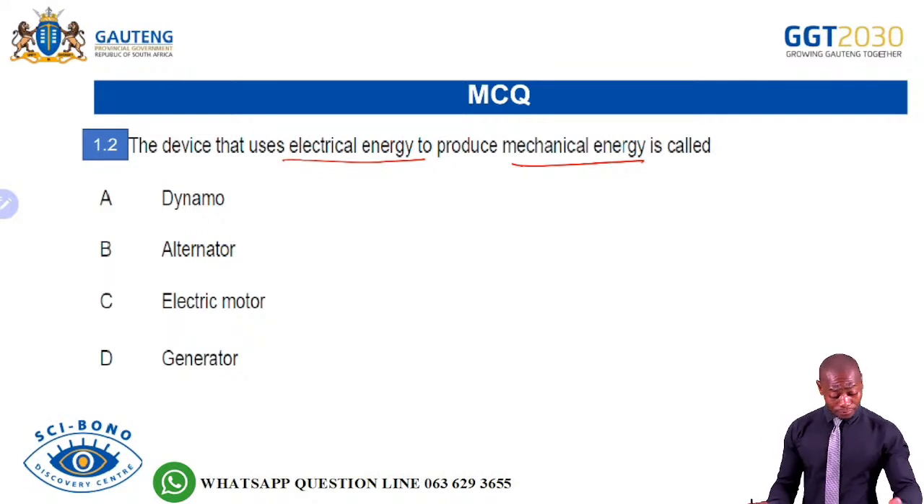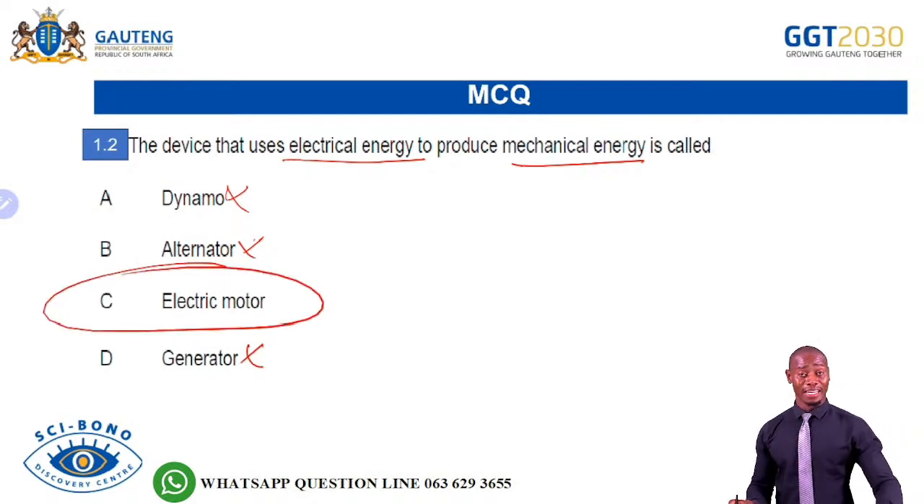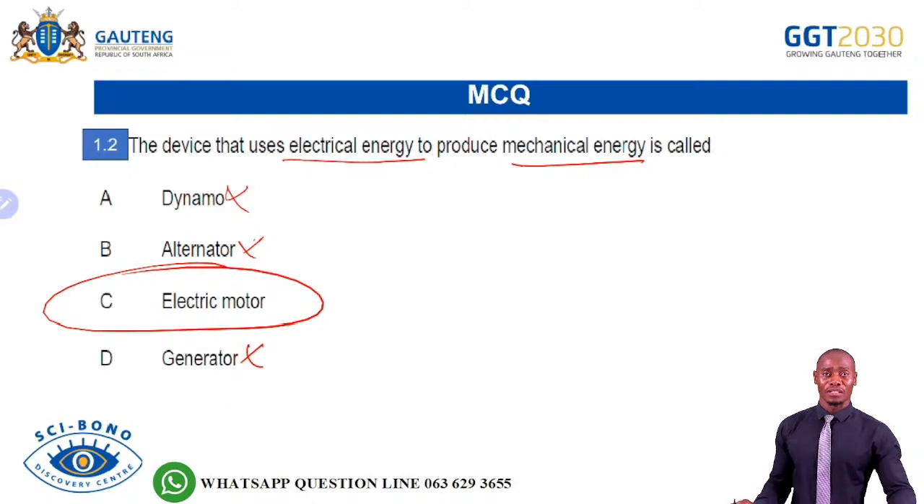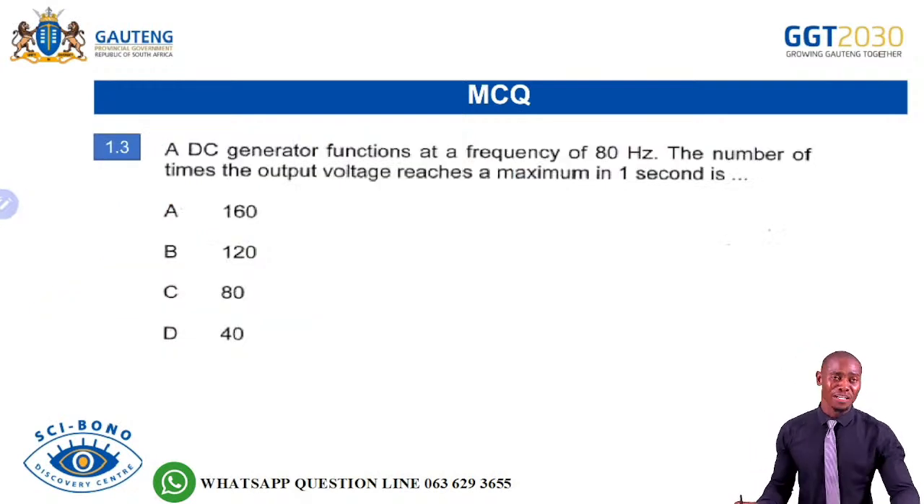It's a motor. It can't be a dynamo, no. An alternator, no. This is a generator, it can't be a generator, it should be an electrical motor. So these are the questions. They're not difficult, those multiple choice questions from electrodynamics. All right. Then this one, please be careful when it comes to this one, learners.